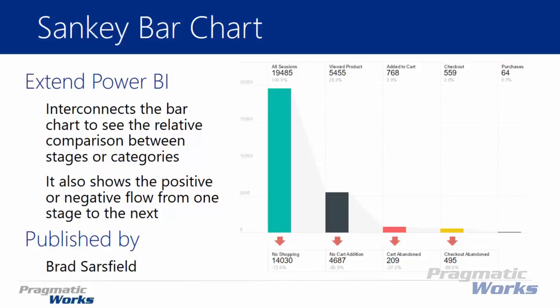It also allows you to show a positive or negative flow from one stage to the next. So it takes the difference between each of the stages and represents it on the bottom. The values that you see on the bottom are actually the difference between the stages on the top. That's an interesting way of looking at the data. You'll also see there's a percent difference in the beginning, in the bottom, and the top as well.